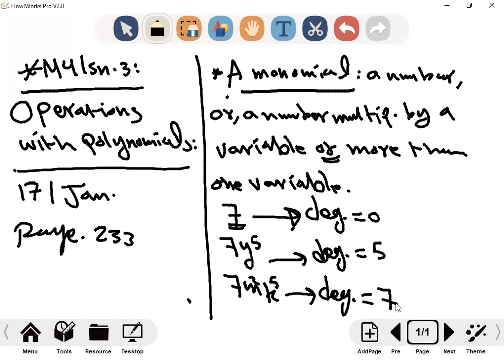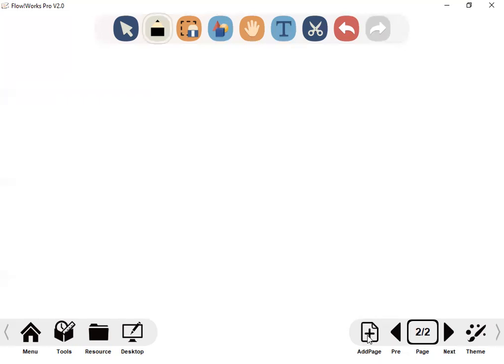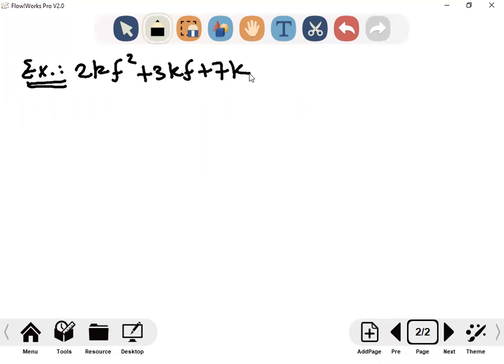Now polynomials. Mono means 1. Poly means more than 1. Polynomials means more than one monomial, by adding and subtracting. For example, look at the board. For example, 2kf power 2 plus 3kf plus 7k. This is a polynomial. How many monomials do we have? 3 monomials.